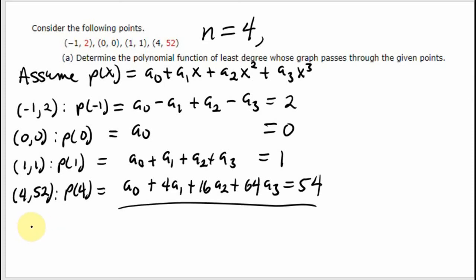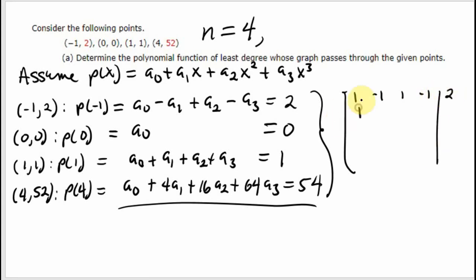So the matrix would be of the form, and here we're considering this. So we have 1, negative 1, 1, negative 1, and 2. Here we have 1, 0, 0, 0, and 0. Here we have 1, 1, 1, just writing the coefficients, and 1. Here we have 1, 4, 16, 64, and 52.